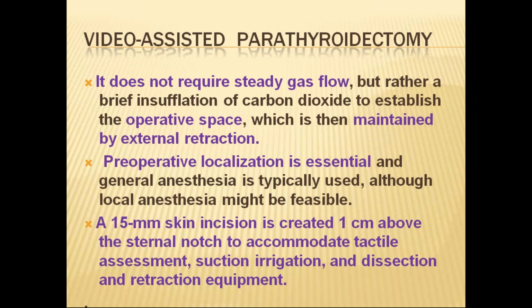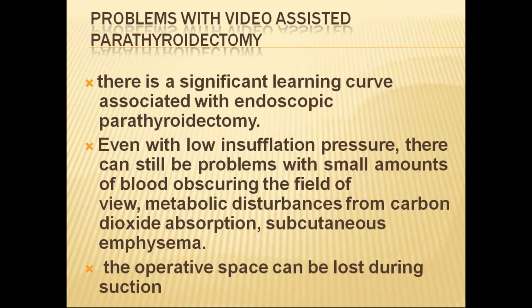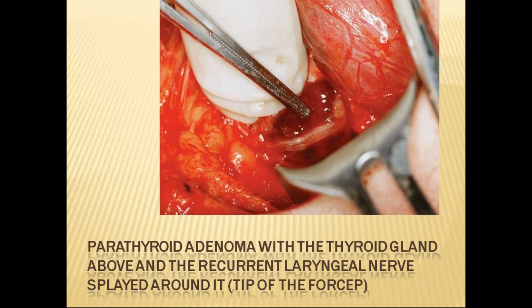This is called video assisted parathyroidectomy. You can see a small yellow globule. The upper one is the thyroid gland. This is the inferior thyroid artery. I'm sorry, this is the recurrent laryngeal nerve, and above it is the parathyroid gland, the parathyroid adenoma. This is the parathyroid gland. This is the parathyroid adenoma.